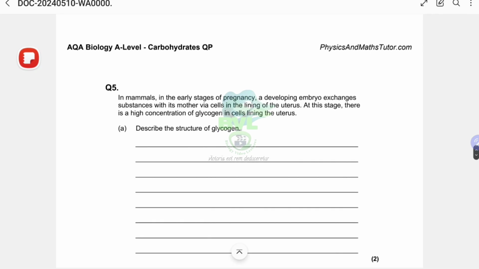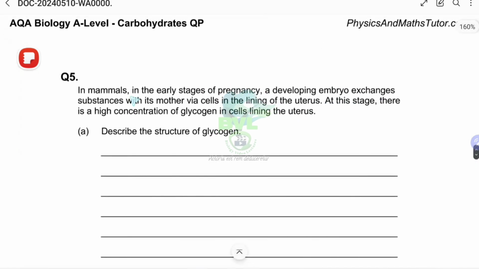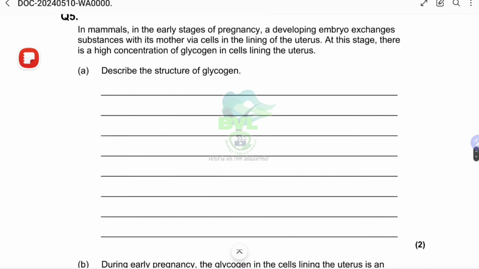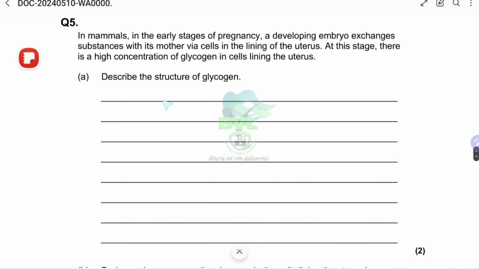All right, the next question talks about glycogen. It says in mammals in the early stages of pregnancy, a developing embryo exchanges substances with its mother via the cells in the lining of the uterus. At this stage, there is a high concentration of glycogen in cells lining the uterus. So describe the structure of glycogen. 2 marker. Pause the video here and see what you think the answer will be. Bear in mind it is structure.